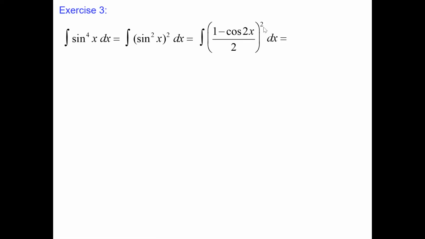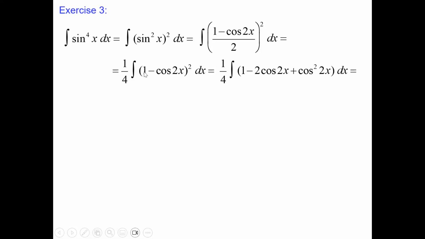Unfortunately, a couple of extra steps. We have to square the numerator and denominator. When we square, the denominator is 4, and 1/4 can be placed outside because it's constant. Now we still have to work on this, but this one is relatively easy. We can FOIL quickly: 1 squared minus 2 times 1 cosine of 2x plus cosine square of 2x. When you FOIL, you will get this.